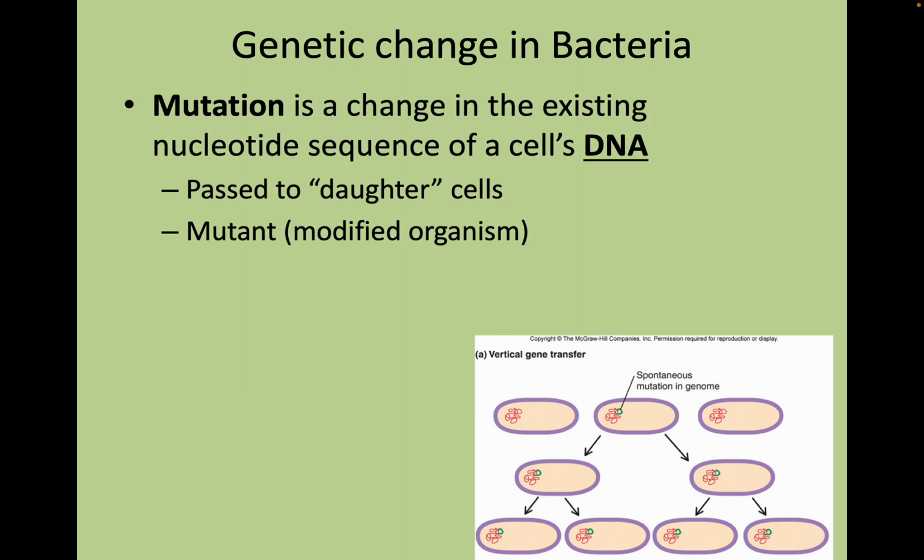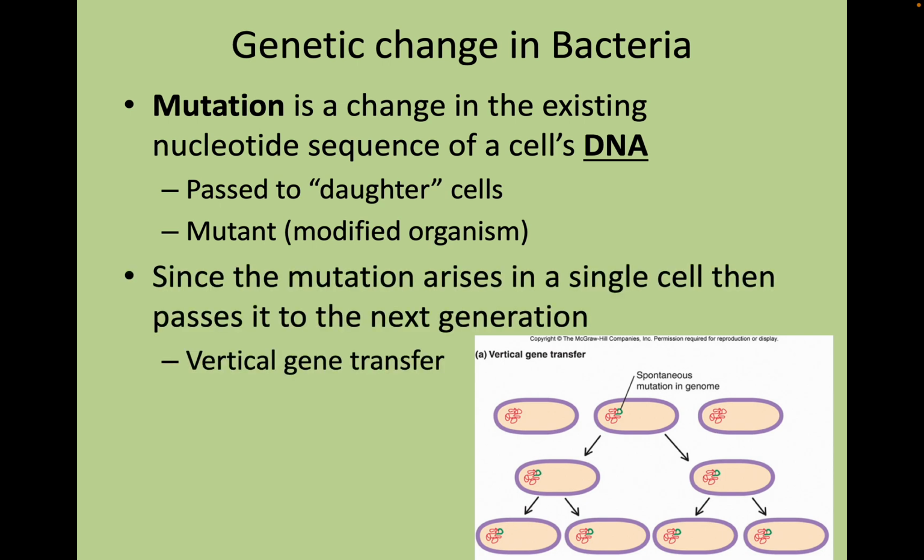So a mutation is a change in the existing nucleotide of a cell's DNA, and it's passed on to daughter cells. So it's part of that bacterial chromosome. Passed on to daughter cells, and the modified organism would be called a mutant. Right? And by the way, we're all mutants. Every single one of us has DNA that's present in our chromosomes that wasn't there in our parents. It's usually only happening in parts of your chromosomes that don't code for things, but sometimes they do. All right, so let's look at some examples here.